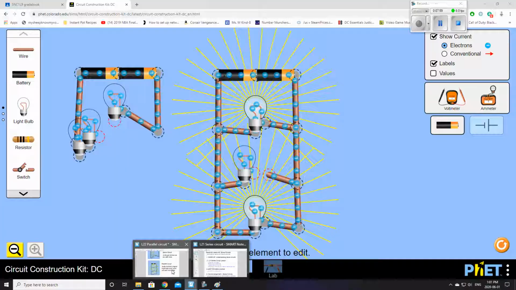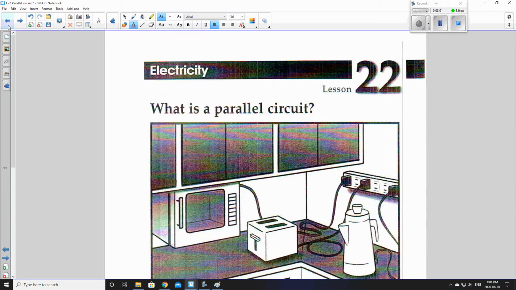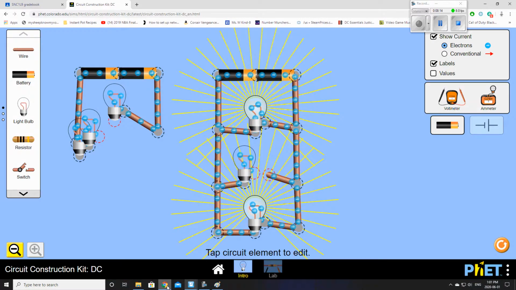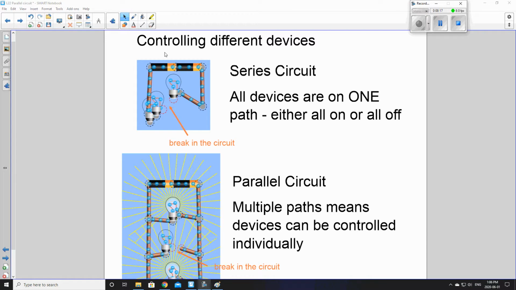That's why, for example, when you have a problem or you disconnect your toaster, your kettle still works or your microwave still works. That is why parallel circuits are so much more useful, as you can imagine. So when you're trying to control different devices in a series circuit, because there's only one path, one loop, if there's a break in the circuit, they're all going to turn off. So either it's a closed circuit and everything is on, or else they're all off.